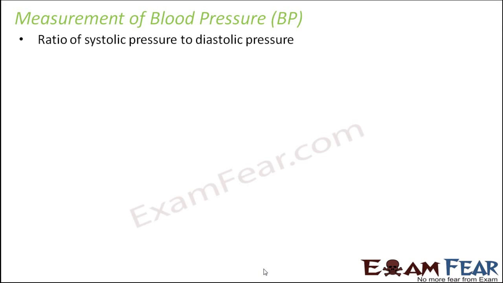So blood pressure is nothing but the ratio of systolic pressure to the diastolic pressure. So what is this systolic pressure we are talking about? This is nothing but the ventricular systole. That is the pressure with which blood comes out of the ventricle, right?